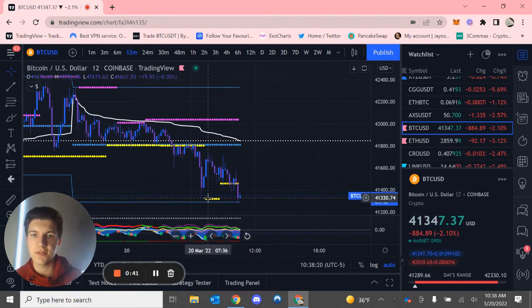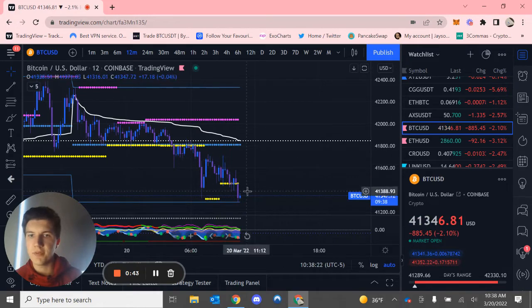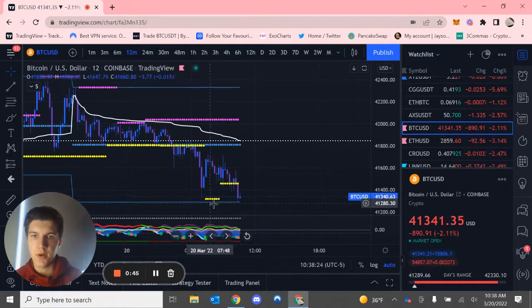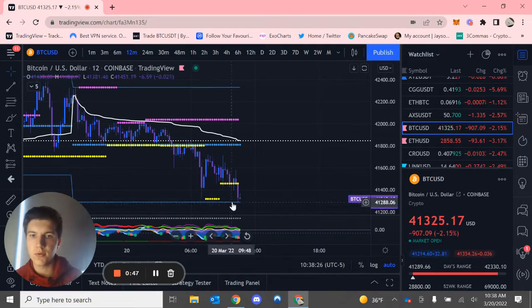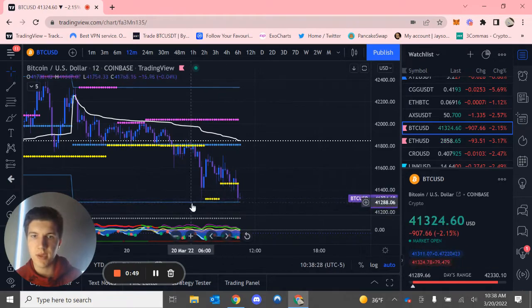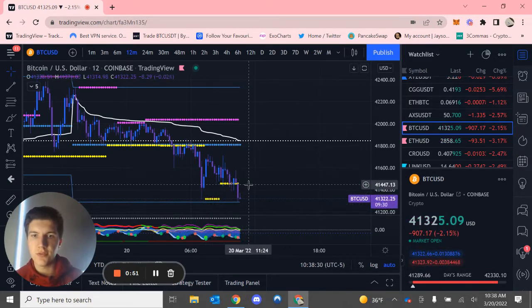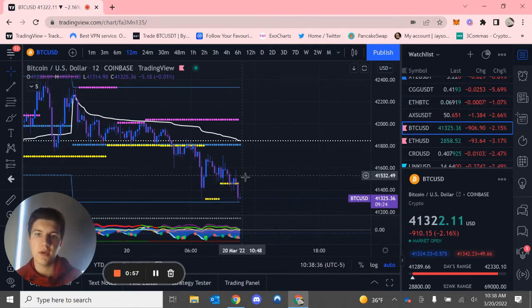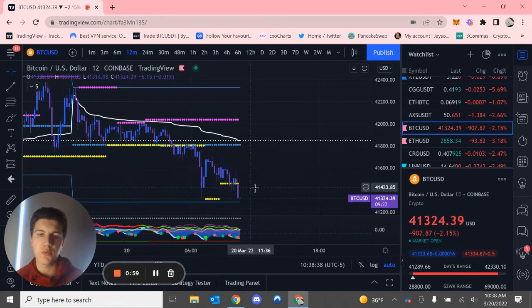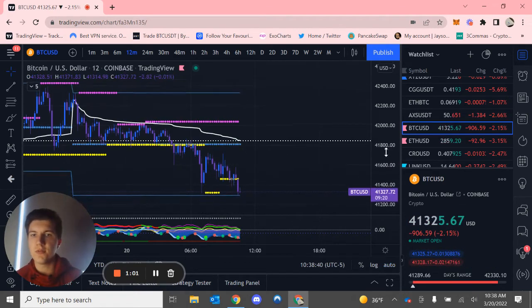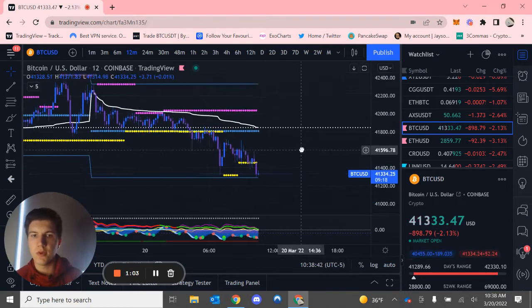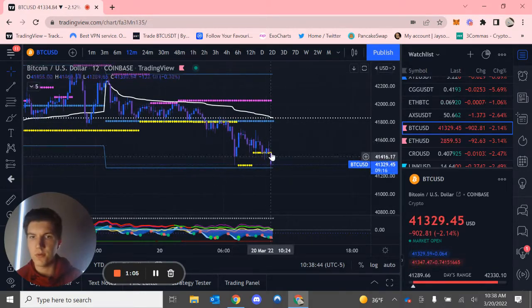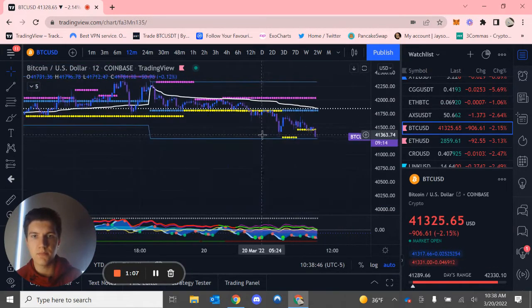As you can see, the yellow dots on my chart are local resistance or supports that the chart has mapped out. And usually when the price action breaks through these yellow dots of support, it usually leads to a lower range. So just something to keep an eye out for.